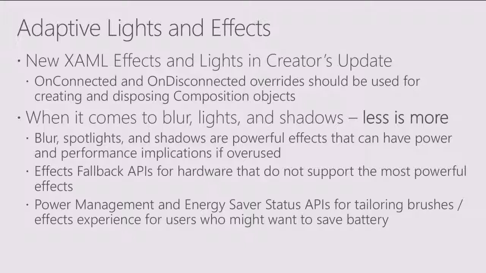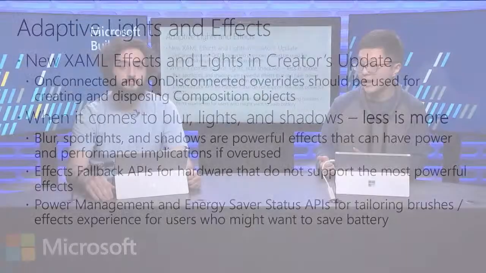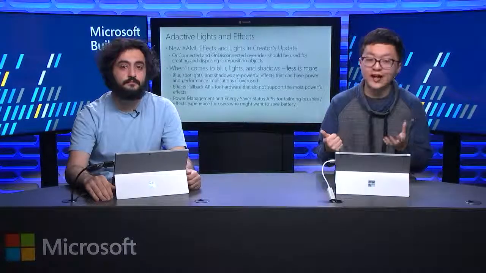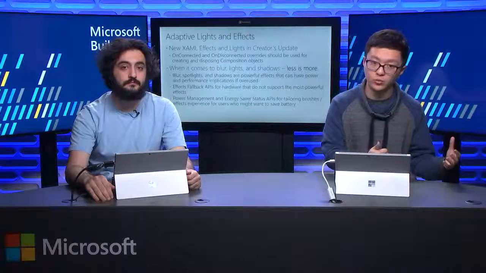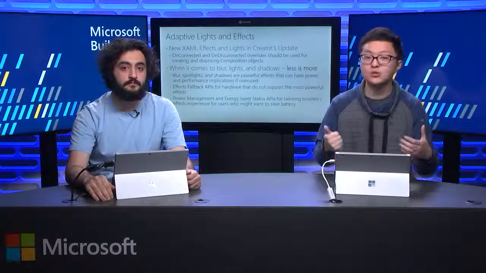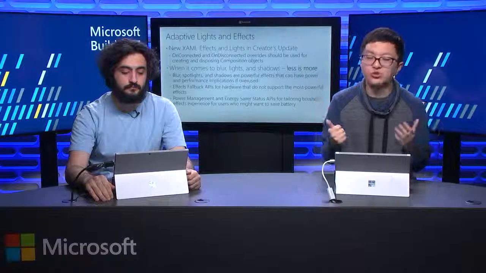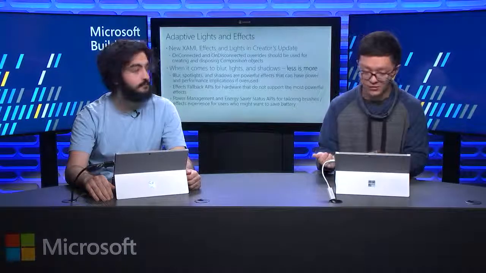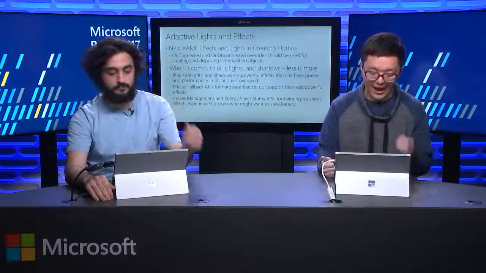So to make it easier for you to adapt your app for people on different types of hardware, we've created effects fallback APIs, composition capability APIs that check to see if the user's machine supports composition effects, as certain older pieces of hardware do not. If you do not check, there is a chance that the people who are on older hardware may not be able to see your effect. So you can add blur and lights, and those just won't show up. So it's great to check for those things in your particular app.